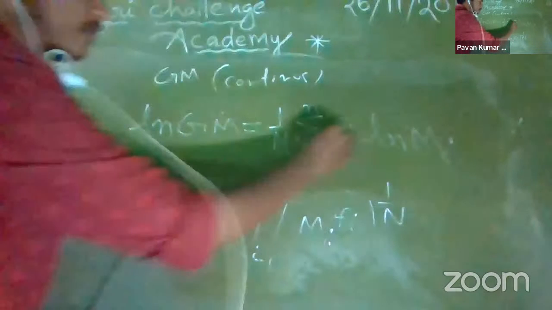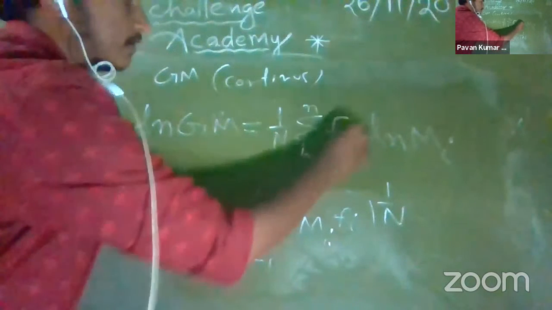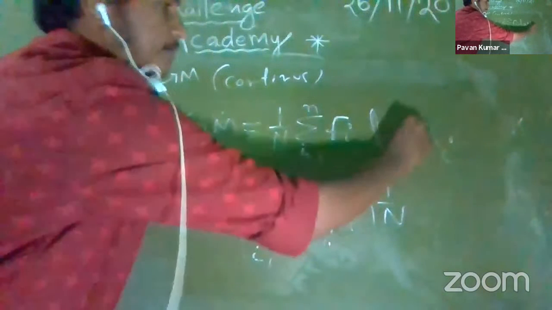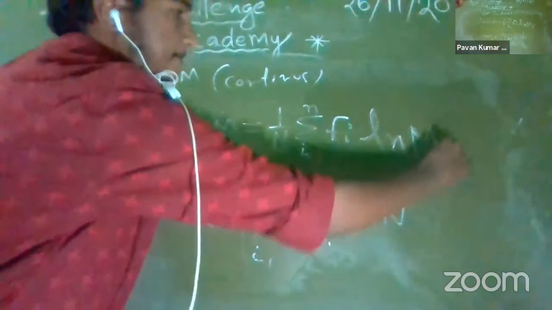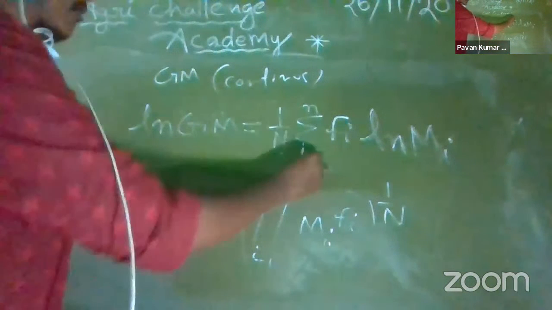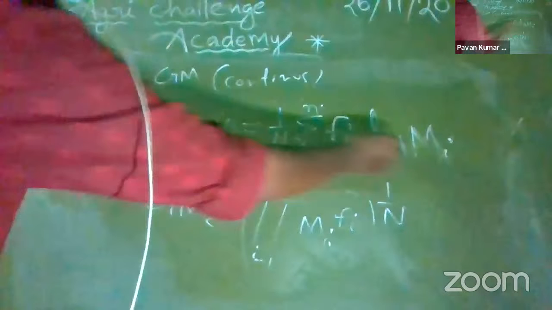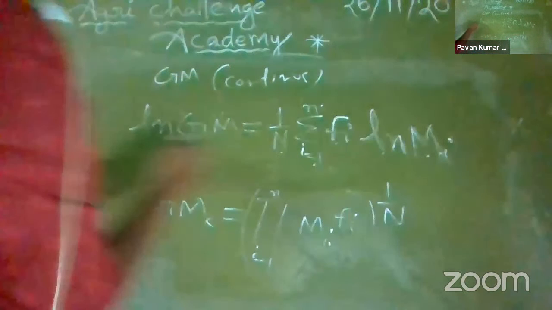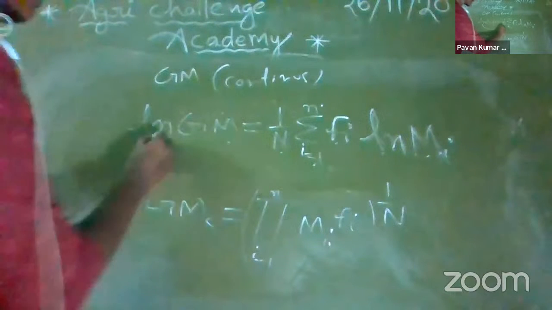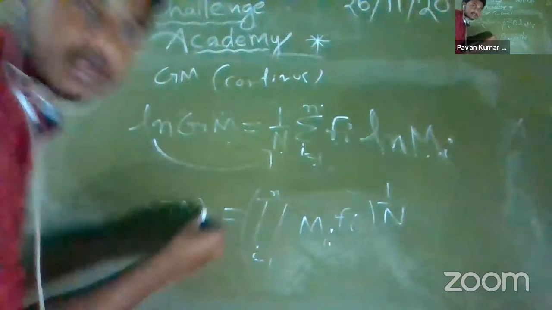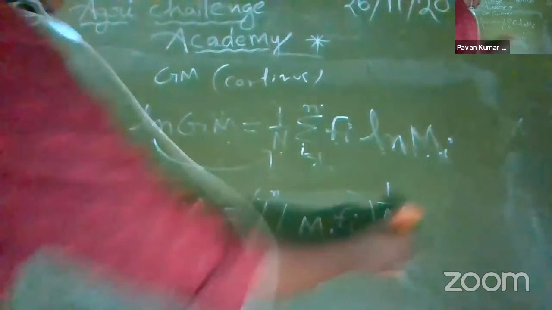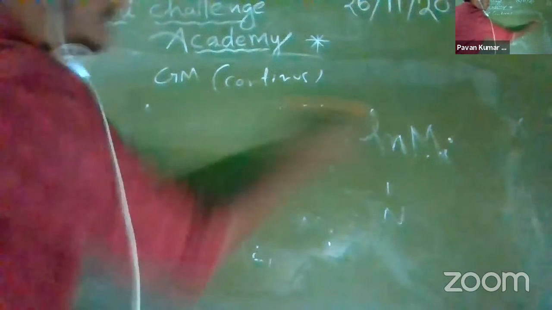Gm equals the product of Mi to the power Fi, so ln Gm equals 1 by n summation, i equals 1 to n, of small fi ln Mi. This is ln Gm. If you take the ln to the other side, it becomes e raised to that. Okay, this is the geometric mean.